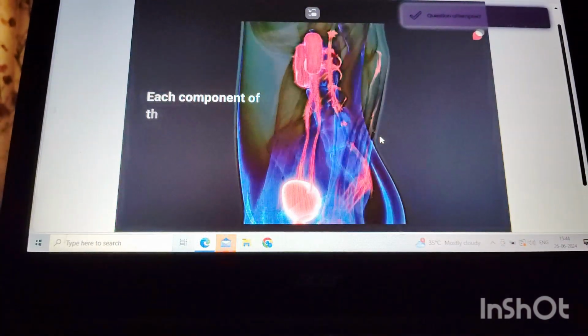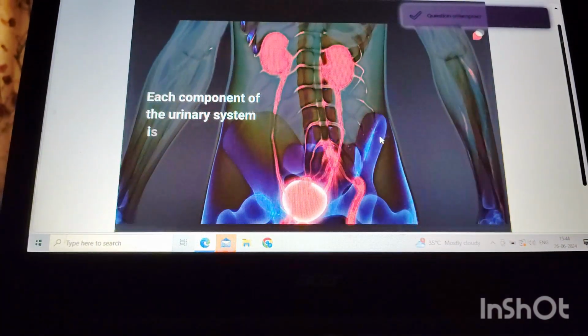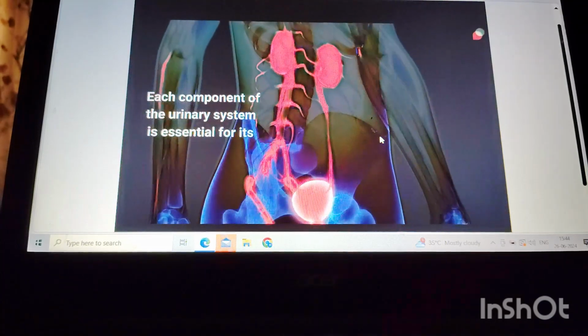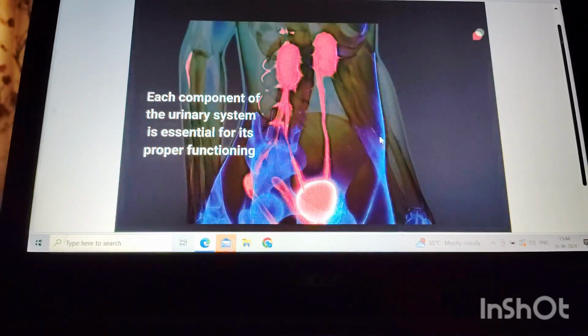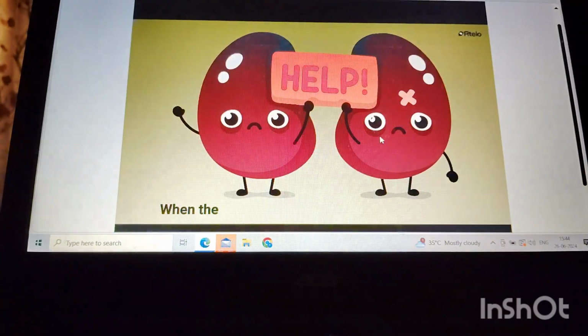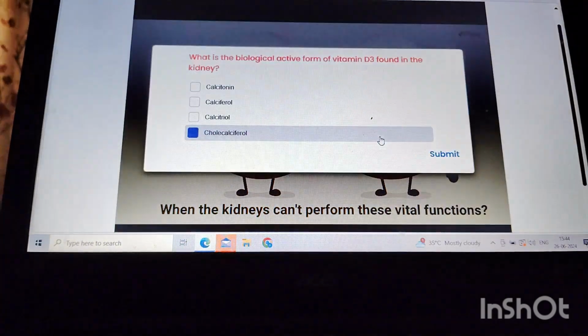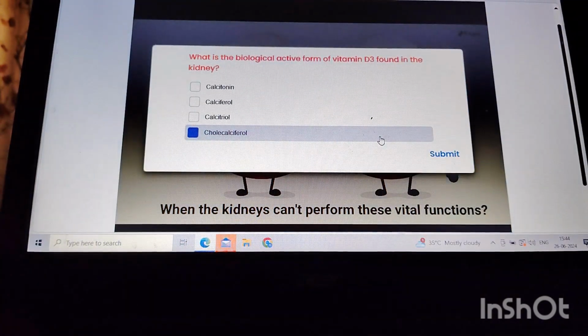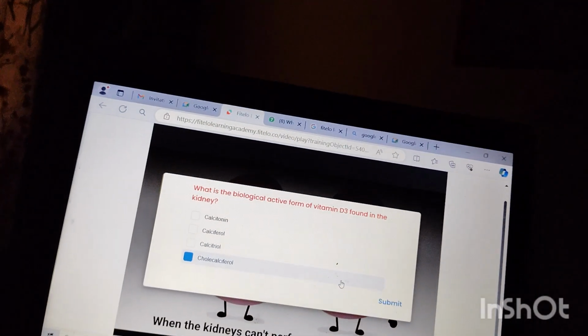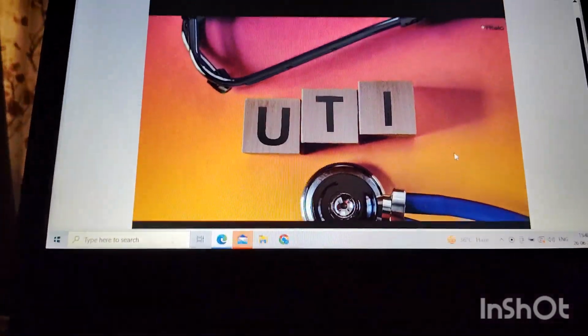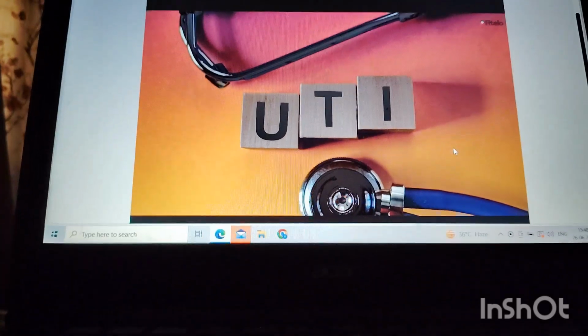As you can see, each component of the urinary system is essential for its proper functioning. But what happens when the kidneys can't perform these vital functions? Let's talk about urinary tract infection first.